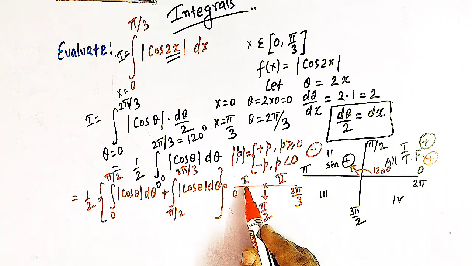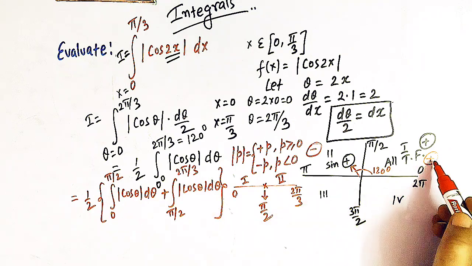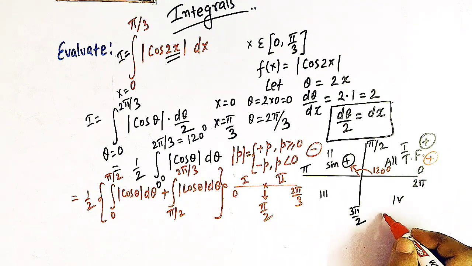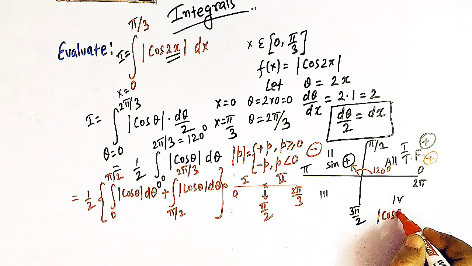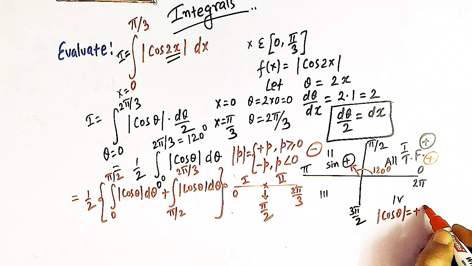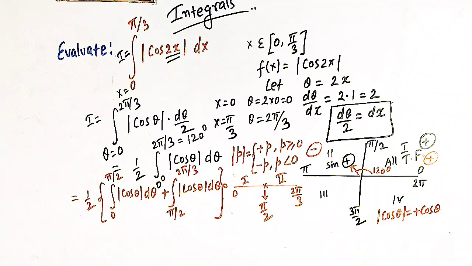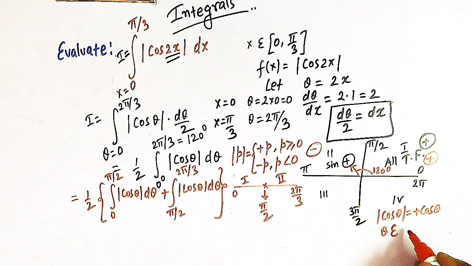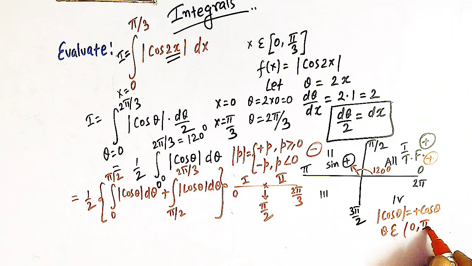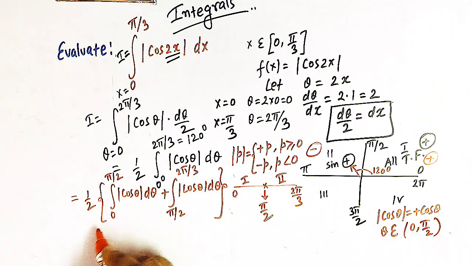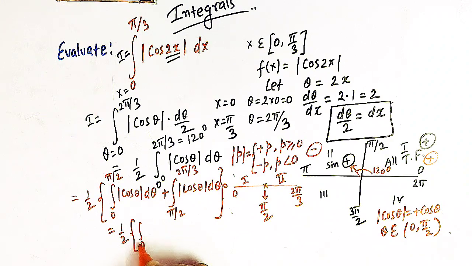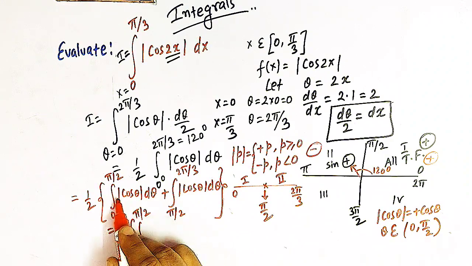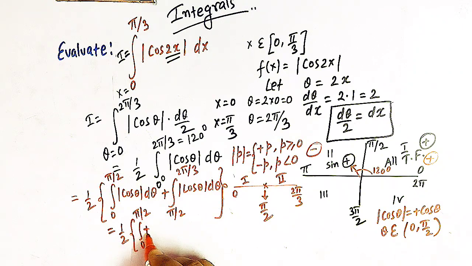So when we are in the first quadrant, it means the cos function is positive. So we can write mod of cos theta is equal to positive cos theta when theta belongs to the interval 0 to pi by 2, right? So here we can now write half, and here we have 0 to pi by 2, and mod of cos theta is positive cos theta.